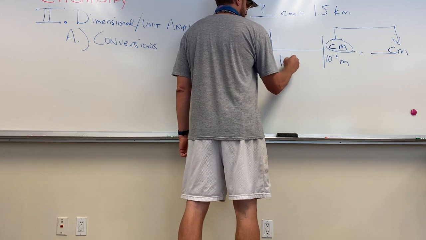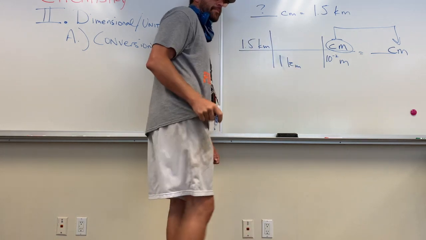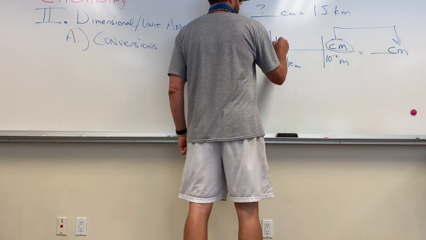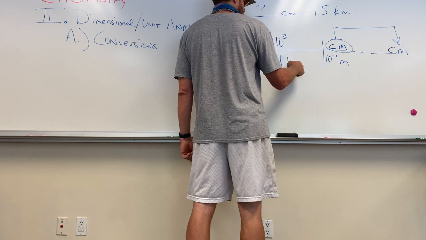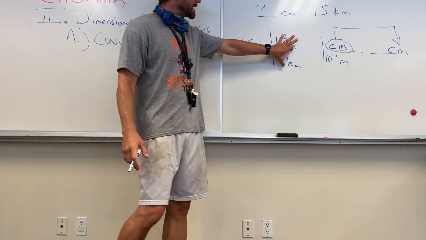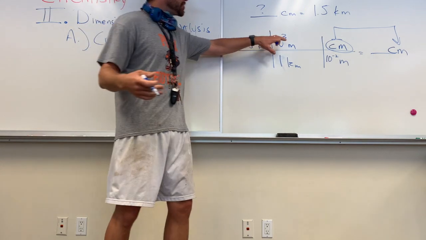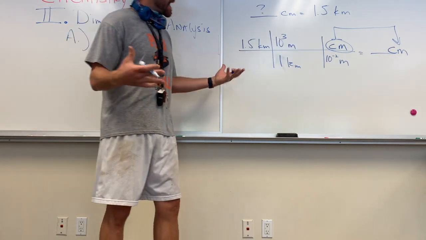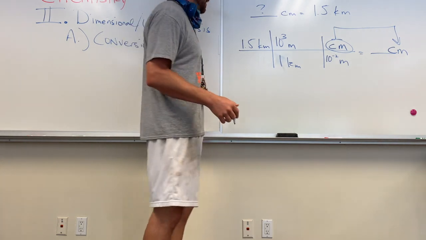I put 1 kilometer on the bottom because I need to cross out kilometers here. And what does kilometer mean? It means 10 to the third, what? Meters. After I've done that, here's my next conversion factor. These two numbers are equal to each other, the same thing, so their absolute value there is 1, so I can go ahead and use that.